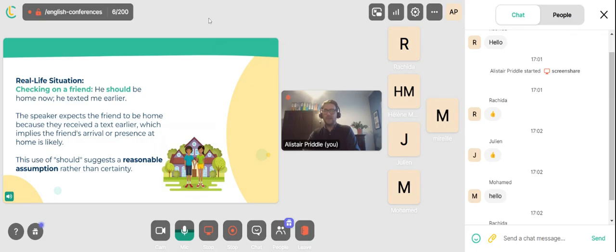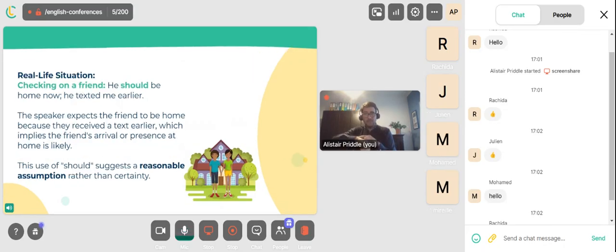So here's a real life situation. Checking on a friend. He should be home now. He texted me earlier. The speaker expects the friend to be home because they received a text earlier, which implies the friend's arrival or presence at home is likely. The use of should suggests a reasonable assumption rather than a certainty.